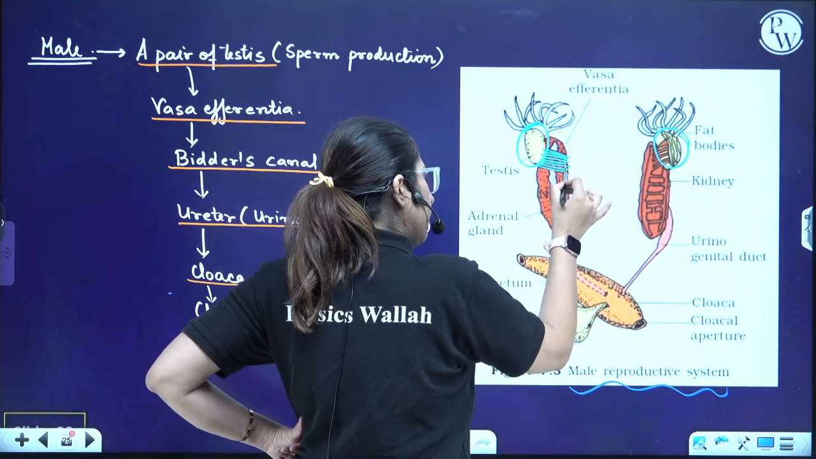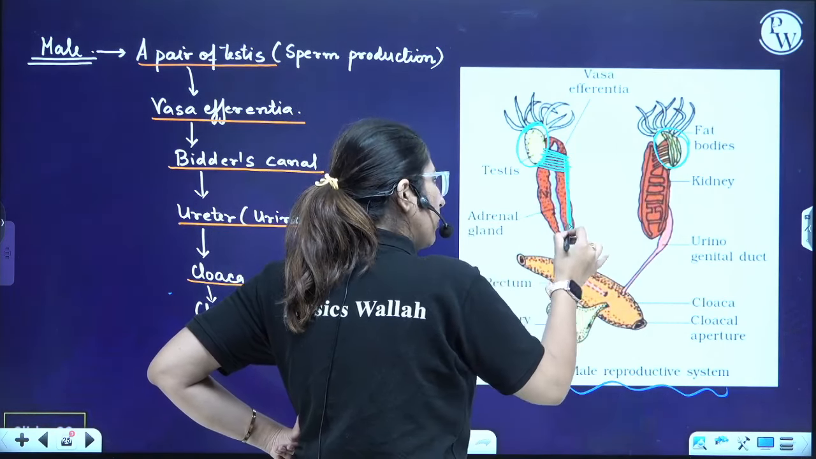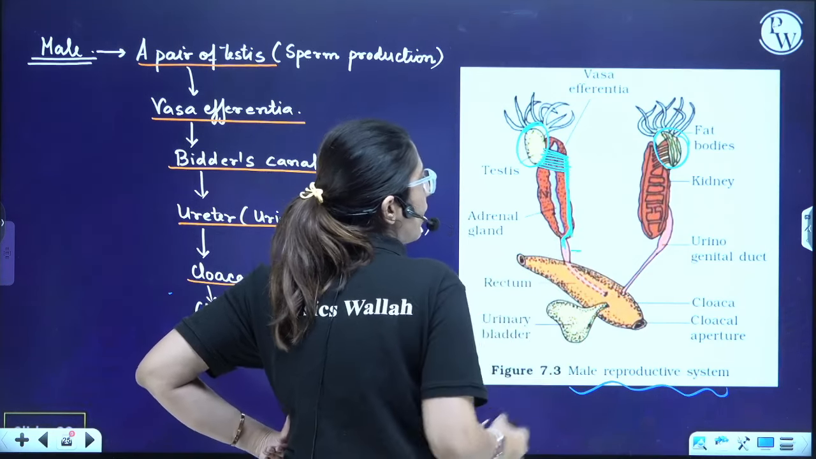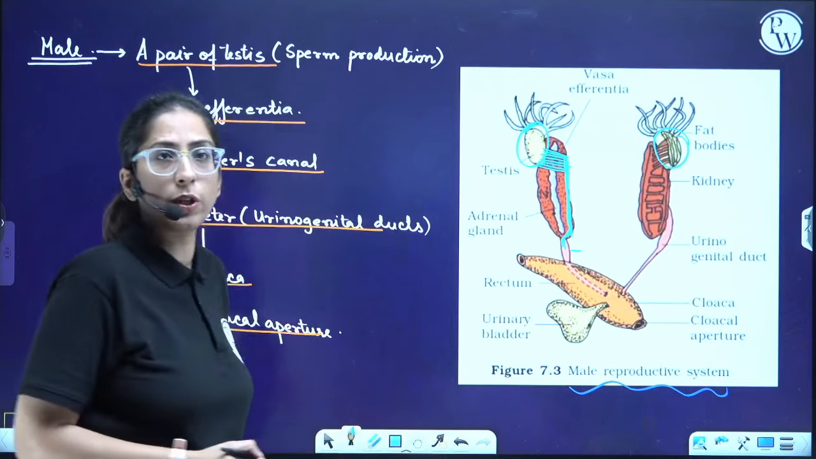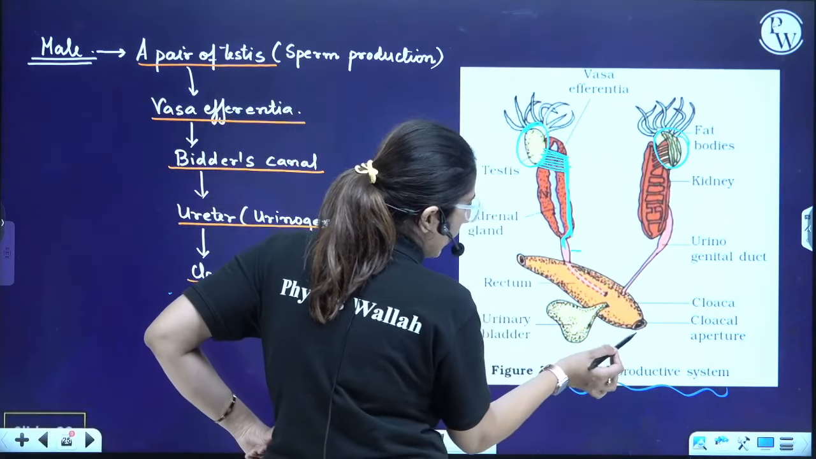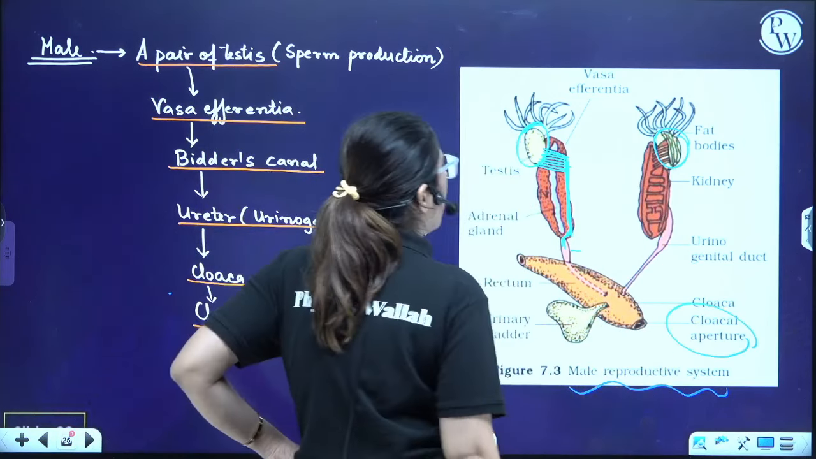Then all of this will empty into the Bidder's canal. The Bidder's canal ultimately opens into the urinogenital duct, which is the ureter. This urinogenital duct opens into the cloaca. Now, this structure is termed the cloaca. From the cloacal aperture, the sperm will come out.